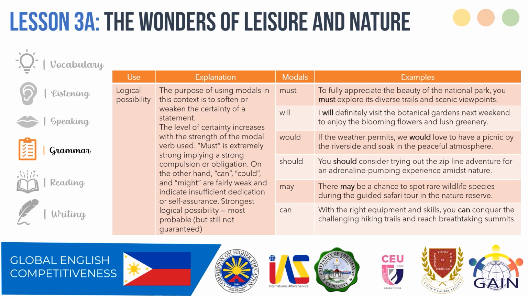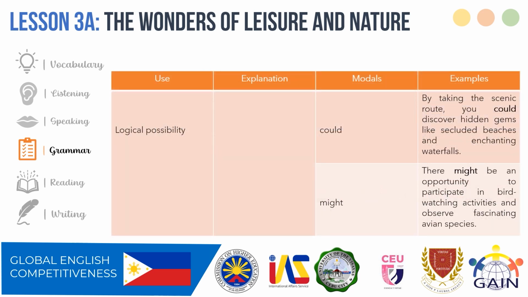Next, can. With the right equipment and skills, you can conquer the challenging hiking trails and reach breathtaking summits. Second to the last one is could. Example, by taking the scenic route, you could discover hidden gems like secluded beaches and enchanting waterfalls. And the last one, might. There might be an opportunity to participate in bird watching activities and observe a fascinating avian species.